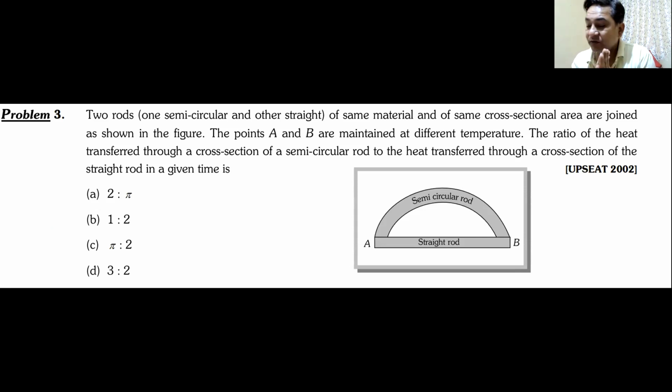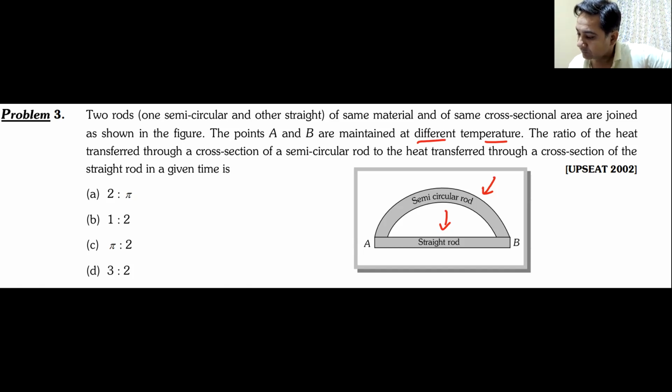Two rods, one semicircular and another straight of the same material and the same cross-section area joined as shown in the figure. The points A and B are maintained at different temperatures. They have to be, otherwise there will be no flow of current. The ratio of the heat transfer in the semicircular section to the straight rod section in a given time is? Waiting for your answers. I hope you understand the question. I'll wait. Don't worry. I have enough trust in your abilities.